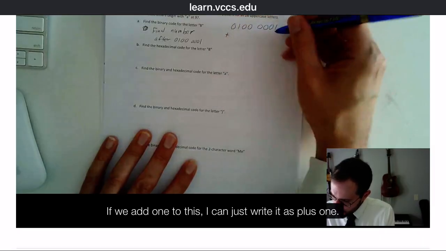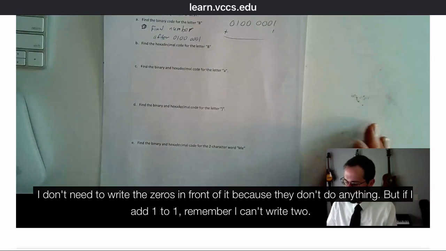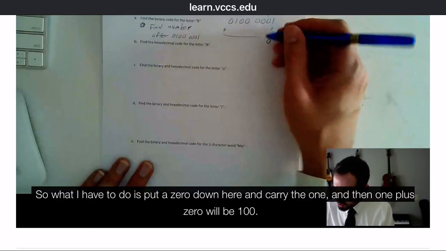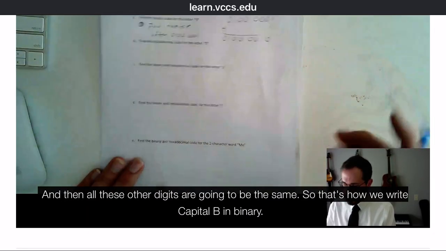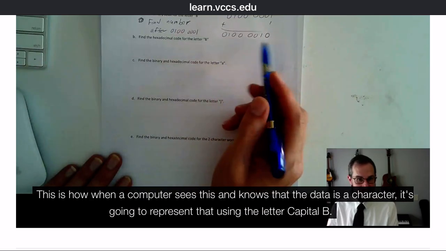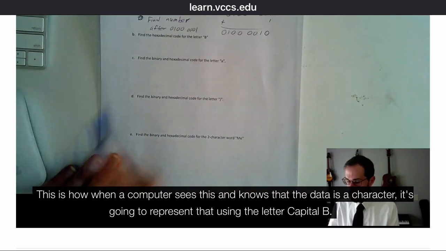If we add 1 to this, I can just write it as plus 1. I don't need to write the zeros in front of it because they don't do anything. But if I add 1 to 1, remember I can't write 2. So what I have to do is put a 0 down here and carry the 1. And then 1 plus 0 will be 1, 0, 0. And then all these other digits are going to be the same. So that's how we write capital B in binary. This is how, when a computer sees this and knows that the data is a character, it's going to represent that using the letter capital B.